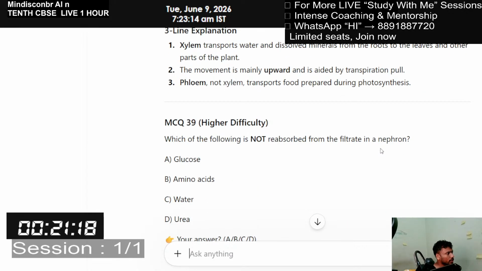Which of the following is not reabsorbed from the filtrate in a nephron? Urea.